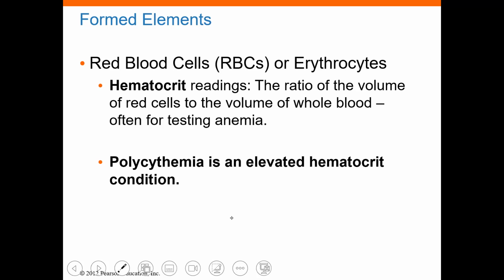We see hematocrit on blood work, and hematocrit is the ratio of the volume of red cells to the volume of whole blood. This is checking a lot of times for anemia. A or an in front of a word means without. Anemia is a condition of the blood. So this is saying we don't have blood. We do have blood, it's just anemia. Polycythemia would be an elevated hematocrit.